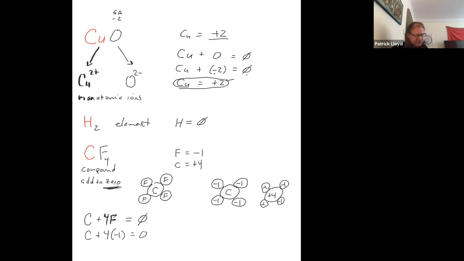And that's going to be equal to 0 because it's a compound. So that would algebraically be C - 4 equals 0, right? Why -4? Because 4 times -1 is -4. So adding -4 is the same thing as subtracting 4. So algebraically, you add 4 to both sides. So C - 4 + 4 equals 0 + 4. You add 4 to both sides. So now, as a result of that, you get that carbon is equal to +4. And you get the same answer that we got out here as a diagram.